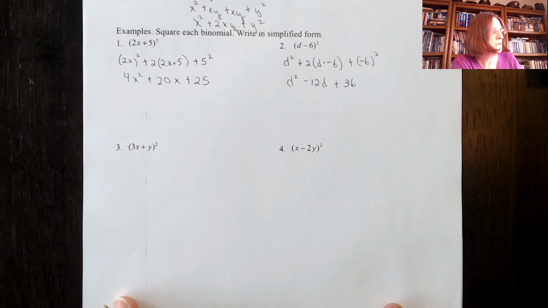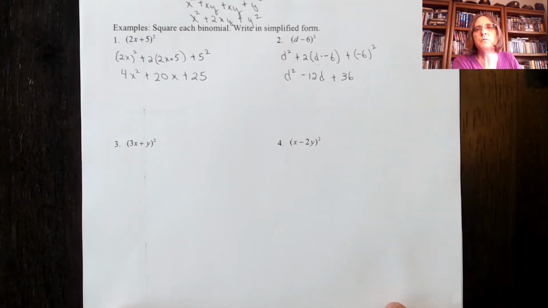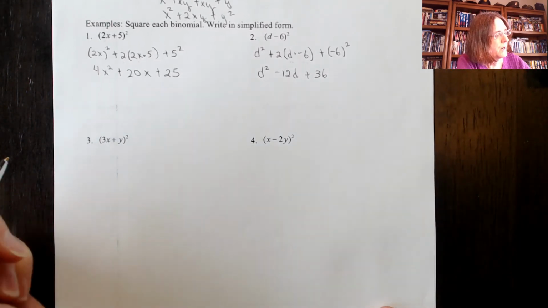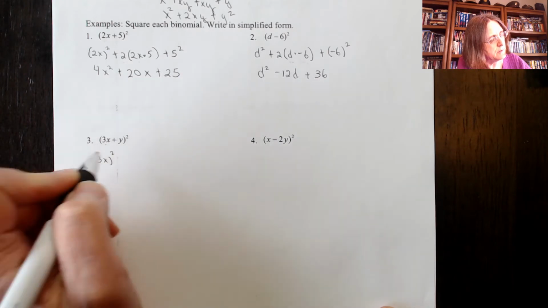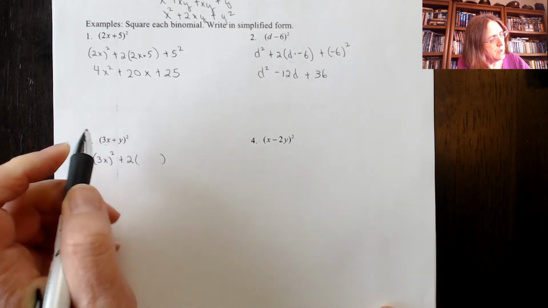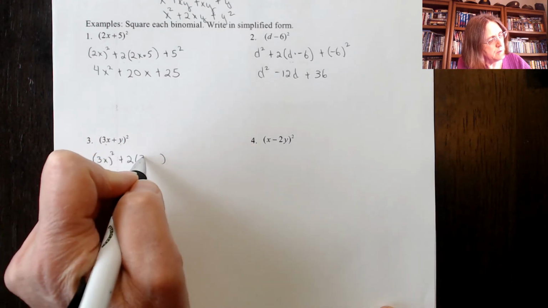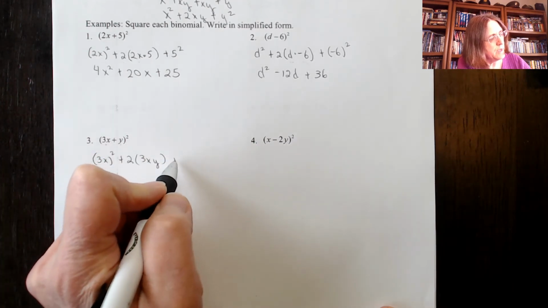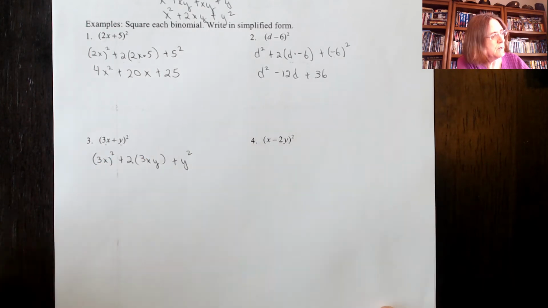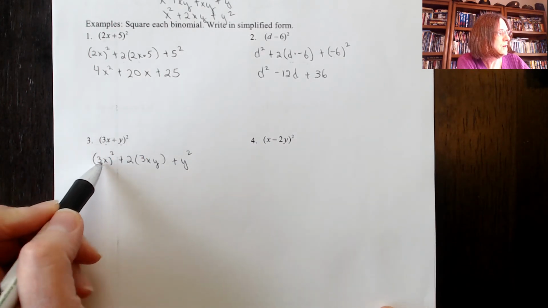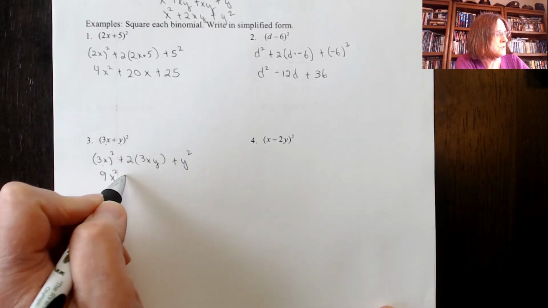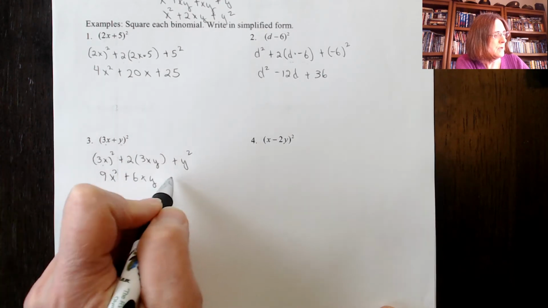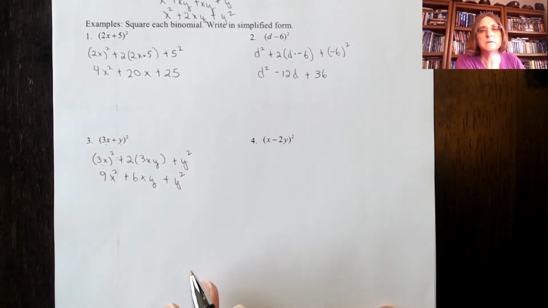Let's practice a couple more. These two have two variables in them instead of just one variable and a number. So this time we're going to do 3x plus y quantity squared. Again, we're going to start with the first term squared, so 3x quantity squared, plus 2 of the two terms multiplied together, so 3x times y, plus our last term squared, y squared. Simplifying, the quantity 3x squared is 9x squared. Multiplying 2 times 3xy gives us 6xy. And then finally, our last term, y squared.